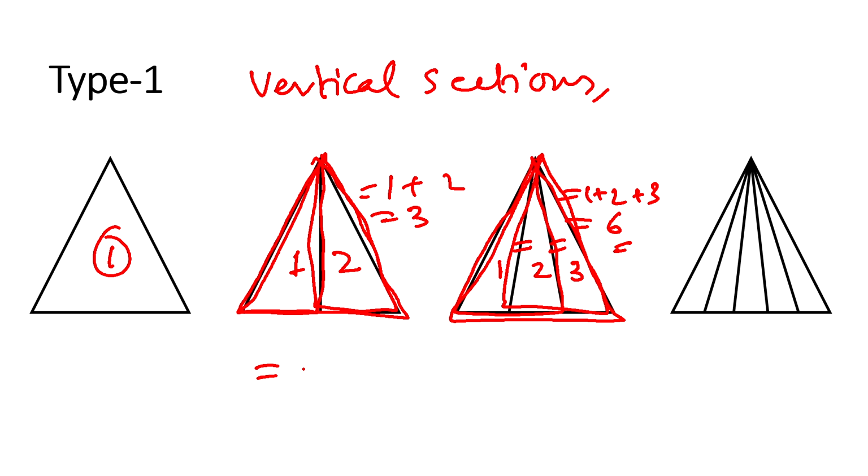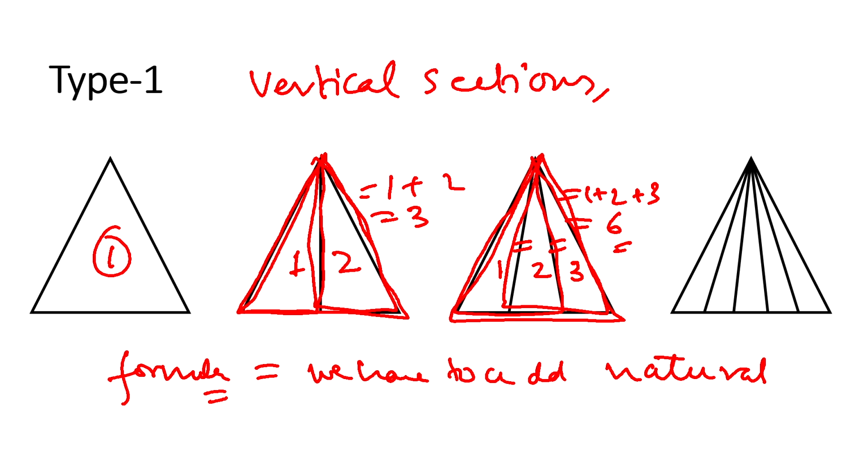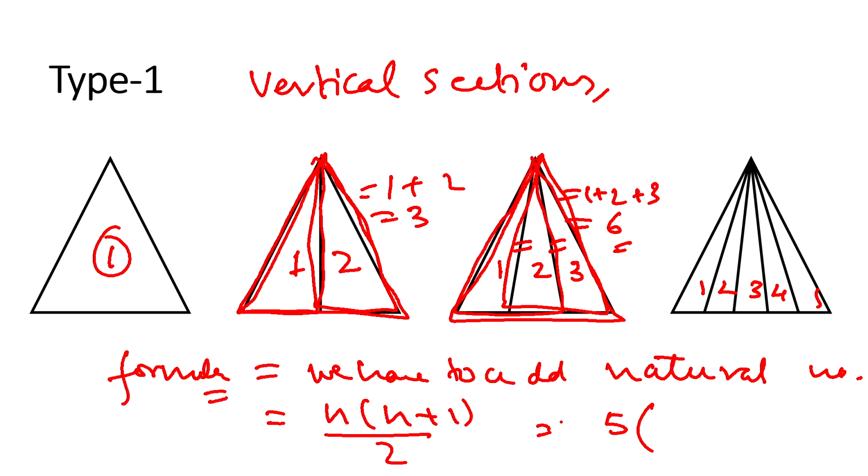So what we can derive from here is that there is a formula. We have to simply add natural numbers. That is n into n plus 1 by 2. So over here n is the number of sections. So this one 1, 2, 3, 4, 5. So now put 5 in place of n. 5 into 5 plus 1 is 6, by 2. You will get 15 triangles.